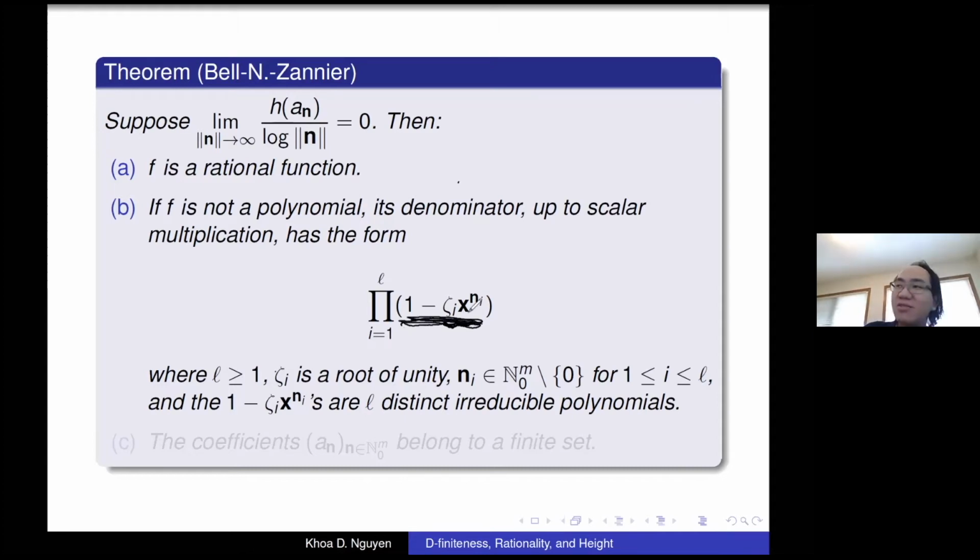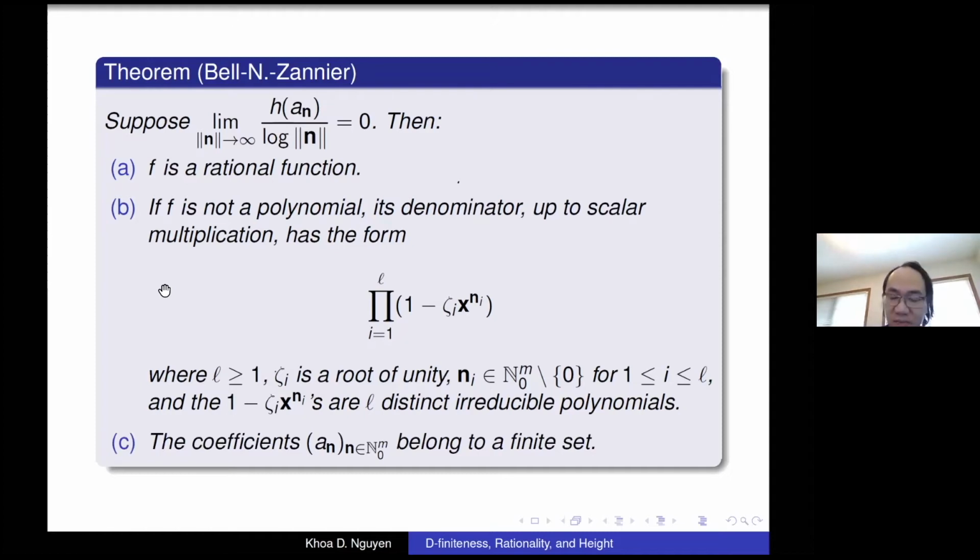So it's similar to the one variable case when the order of the pole is at most 1. So it actually has a very restricted type of denominators, and finally the coefficients belong to a finite set. So again, the goal is to show that if you are strictly smaller than log n, then you have to be 0 or 1. So that's the goal.